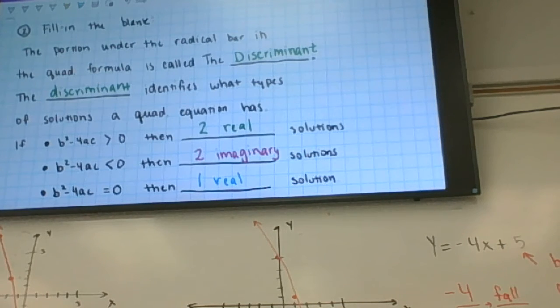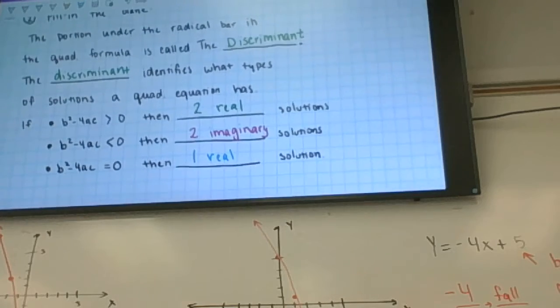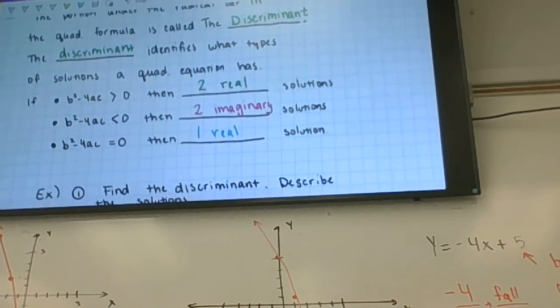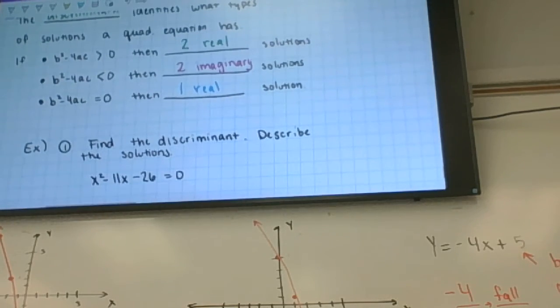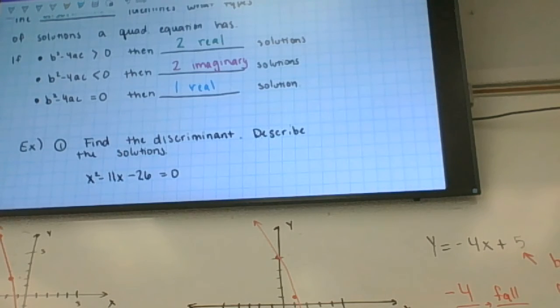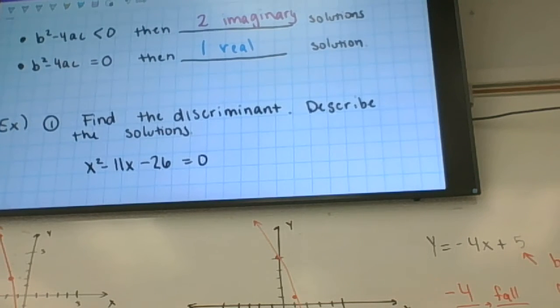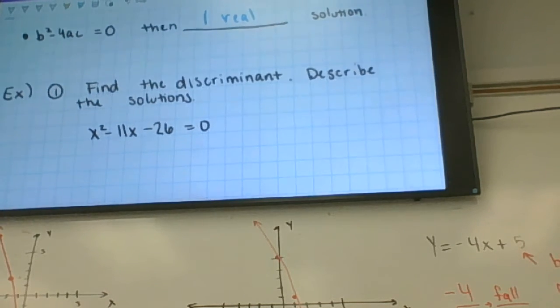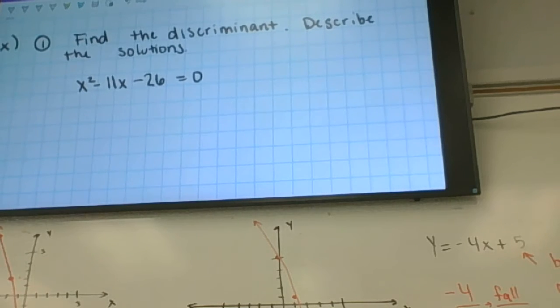So we're just going to do one example, just of the discriminant. So this is brand new to you. We didn't do this yesterday. After this, we're going to practice just the formula. I know I need more time practicing that. It says find the discriminant and then describe the solutions. So I'll write this again for you.